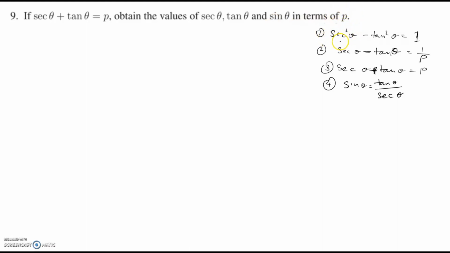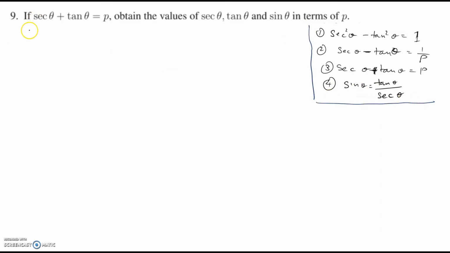So we know the formula that secant squared theta minus tan squared theta is equal to 1. This is one of the identities. So using this identity, we're going to derive that secant theta minus tan theta is equal to 1 by P, and thereby using these two equations we'll be able to find the value of secant theta separately and tan theta, and our sin theta is nothing but tan by secant theta. So from these two values we have to substitute. So this is the method that we will be following.